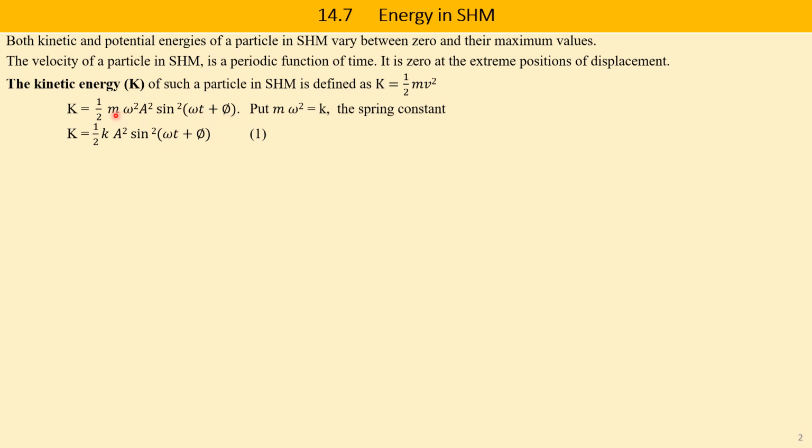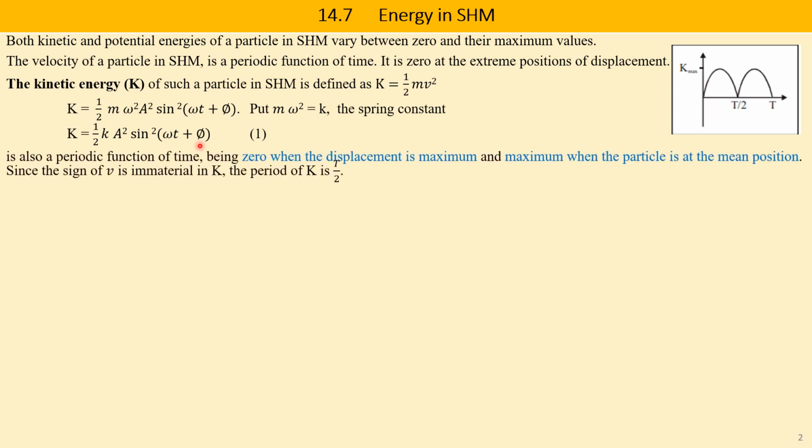Now we can put the value of m into omega square as a small k. That is another constant called the spring constant. So capital K, the kinetic energy, can be written as half into small k into A square into sine square omega t plus phi. Let it be equation 1. Here in this equation, please recall that capital A is the amplitude, omega is the angular frequency and phi is the phase constant.